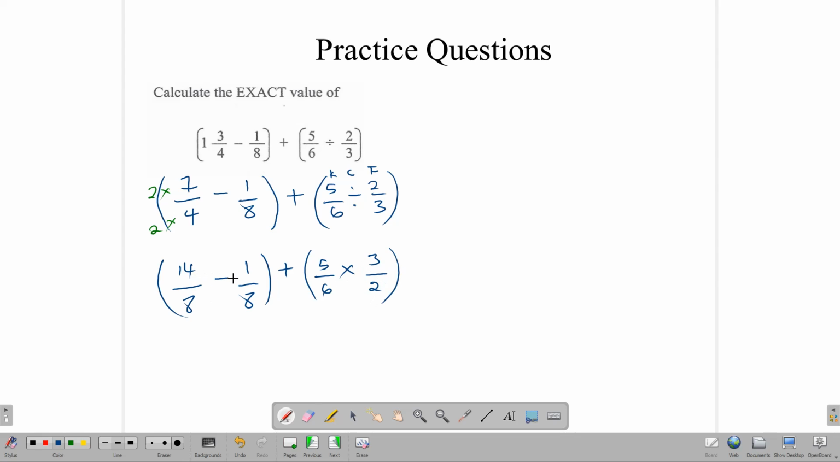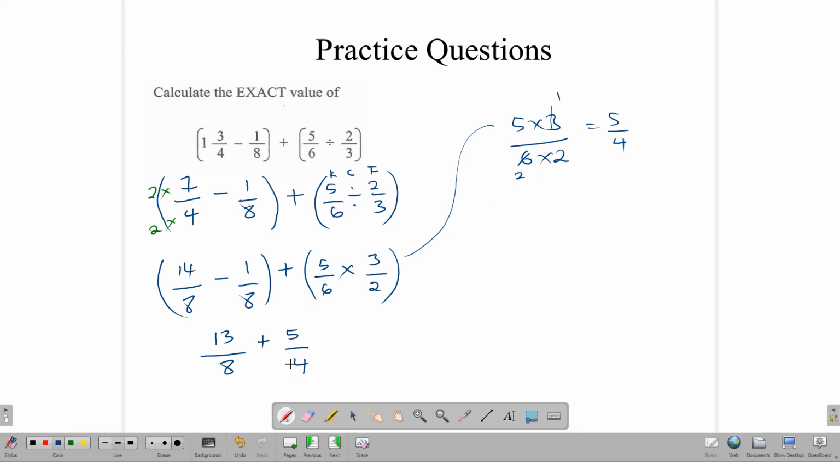Now 14 over 8 minus 1 over 8 becomes 14 minus 1. And that gives us 13. So that's 13 over 8. And we're going to add to that. Let's work out this part. 5 times 3 over 6 times 2. Notice that we can do some division here. This 3 can divide the 6 2 times. So what we end up with is 5 over 4. 2 2s are 4. So it's plus 5 over 4.